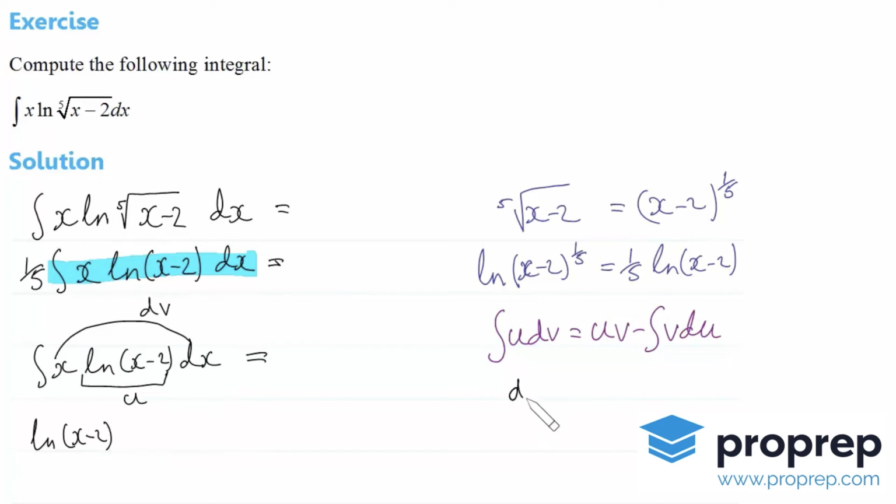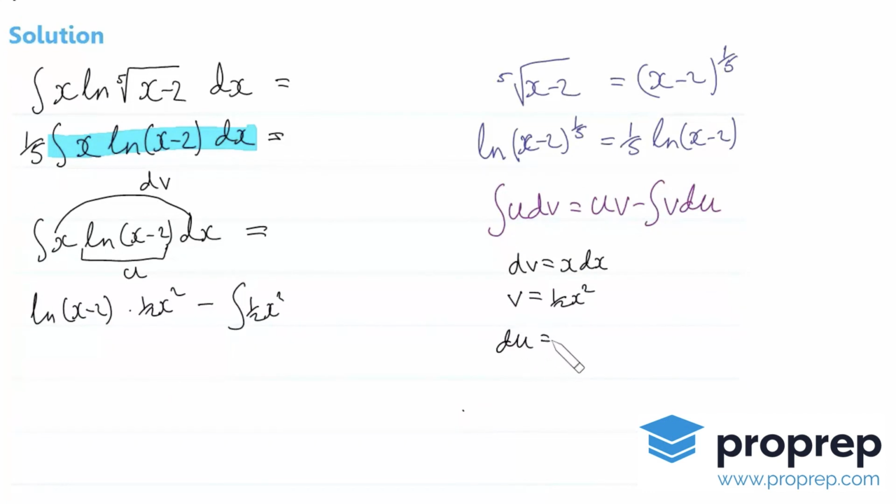We know that dv is x dx, so in that case, by taking the integral or primitive, we get that v is 1/2 x squared. We don't need the constant at this point. So times 1/2 of x squared, now that's our uv, minus the integral of v, which is again 1/2 x squared, and du is going to be the derivative.